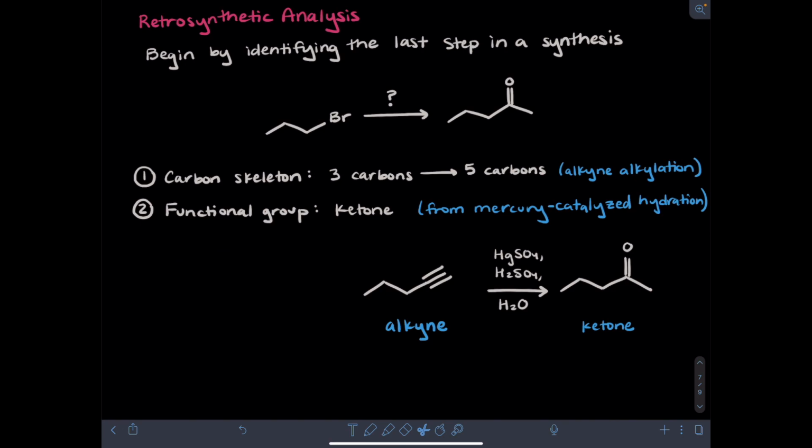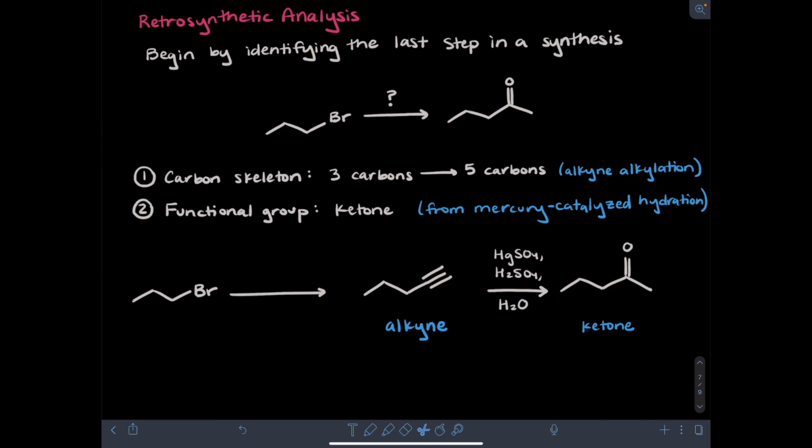Because mercury-catalyzed hydration has Markovnikov selectivity, I would want my alkyne to be present between the 2 carbons on the right side of the molecule, so that I would add the hydrogens to the less substituted carbon and convert the more substituted carbon of the alkyne into the ketone. Because the ketone I want has 5 carbons, the alkyne before that has 5 carbons as well.